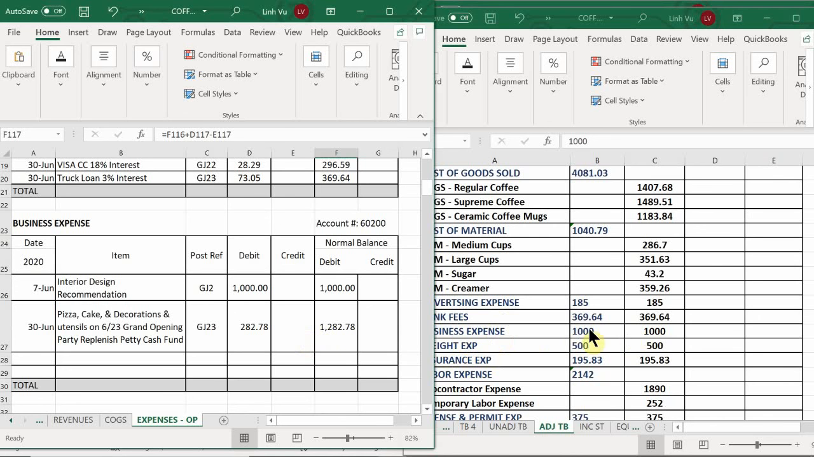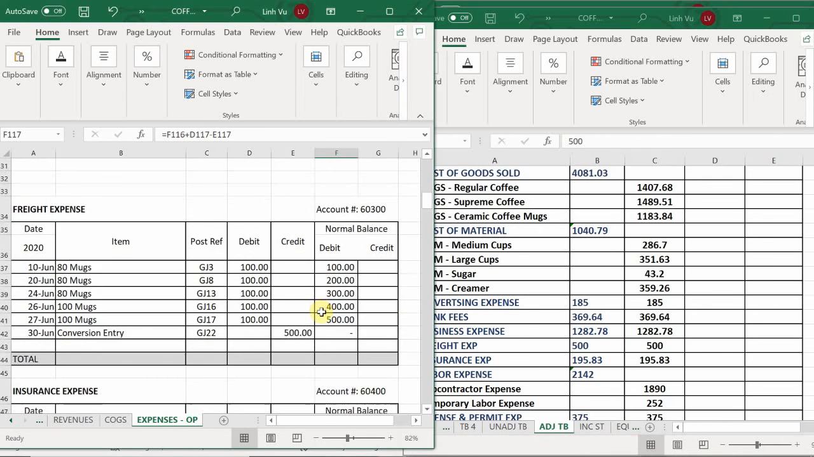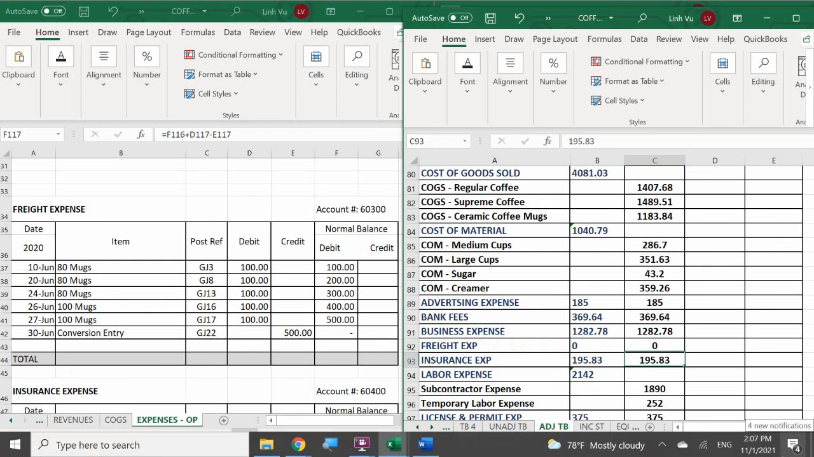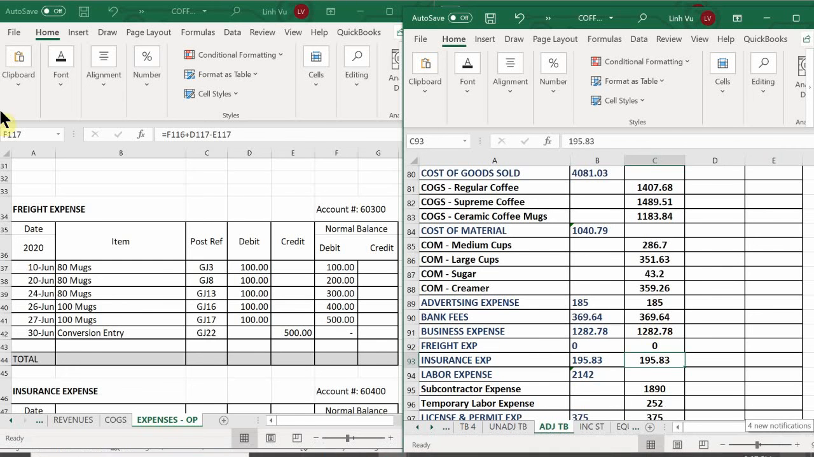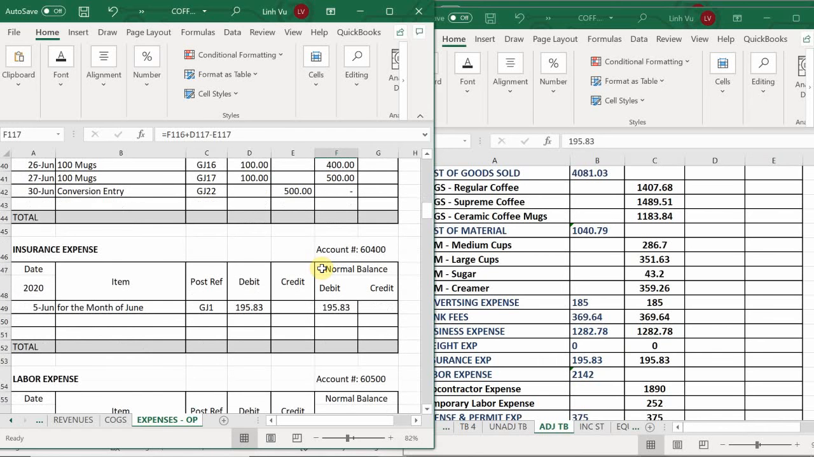Do we have business expenses? Yes, we do. Yes, it changed, right? What is it now? 1,282.78. Okay. Do we have freight expense? Nope. We got rid of it because we converted our inventory from periodic inventory, right? We had to convert it.